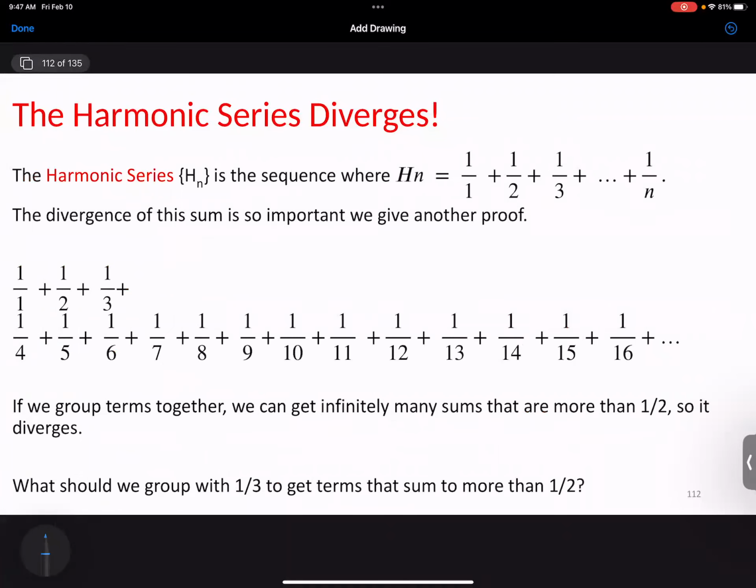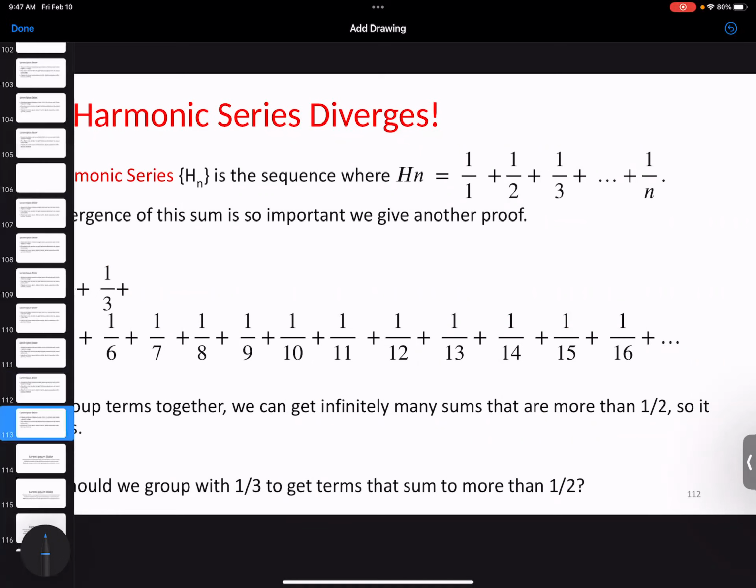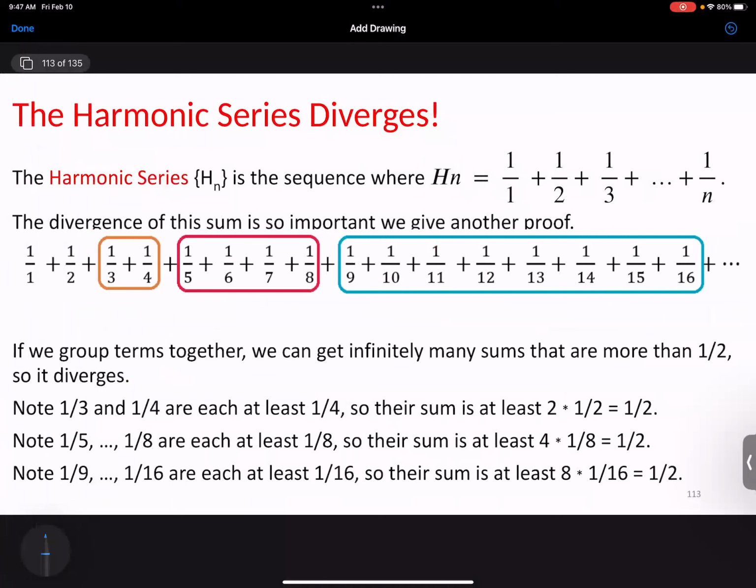So let me give another proof. So I'm looking at the numbers 1 plus a half plus a third plus a fourth plus a fifth plus a sixth, a seventh, and so on and so on. If we group the terms well, we can get a sense of what's going on. So 1/3 plus 1/4. Does everyone agree that that's larger than 1/4 plus 1/4? What's 1/4 plus 1/4? A half. If I do 1/5 plus 1/6 plus 1/7 plus 1/8, each term there is at least 1/8. If I add them all together, I get 4/8, which is also a half.